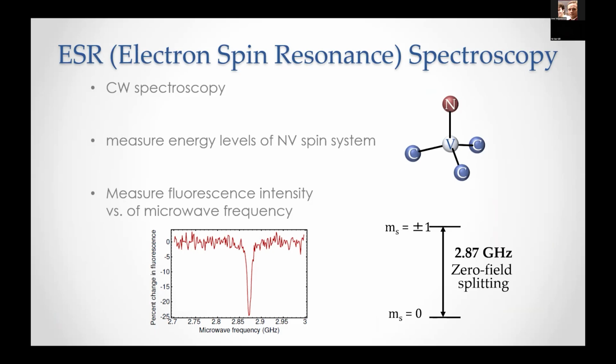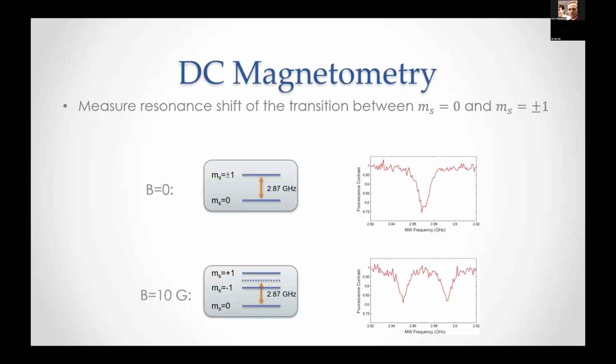We can see this nice resonant line shape, and we can find this zero field splitting, this transition energy at 2.87 gigahertz. We can, of course, do this at zero field, like I showed before, but we can also do it at a finite magnetic field. And this magnetic field splits the ±1 spin sublevels through the linear Zeeman effect.